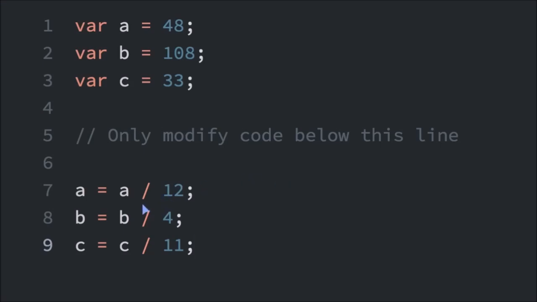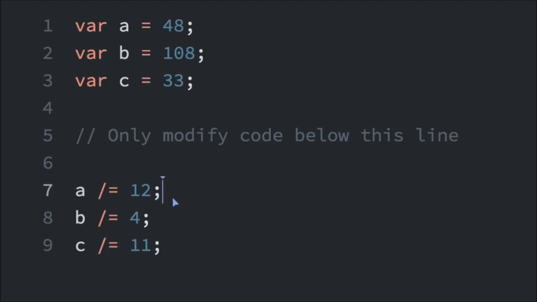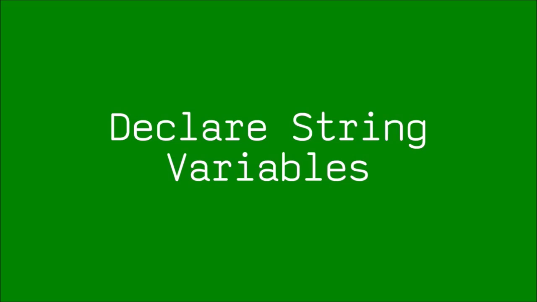And there's also divide equals. So a equals a divided by 12. We can do a divided by equals 12. And then here we can just do divided by equals 4 or divided by equals 11. So it's another way of just dividing the variable by a new number and assigning that answer to the variable.